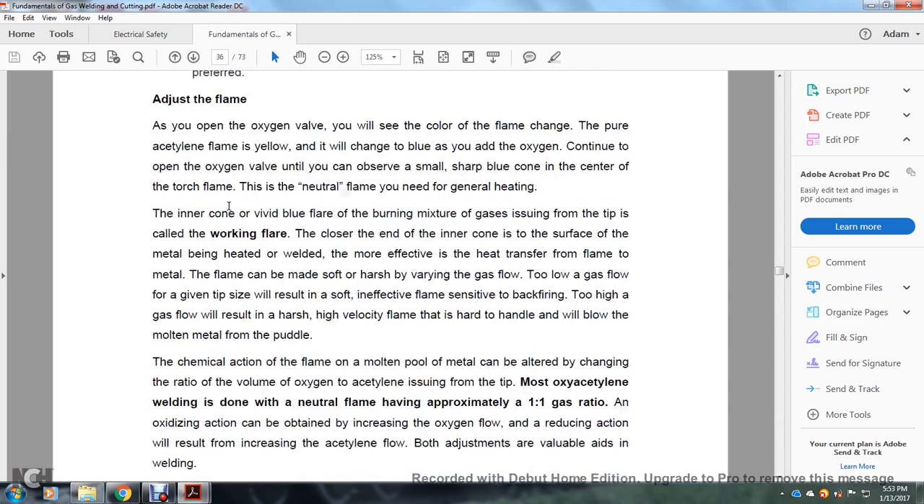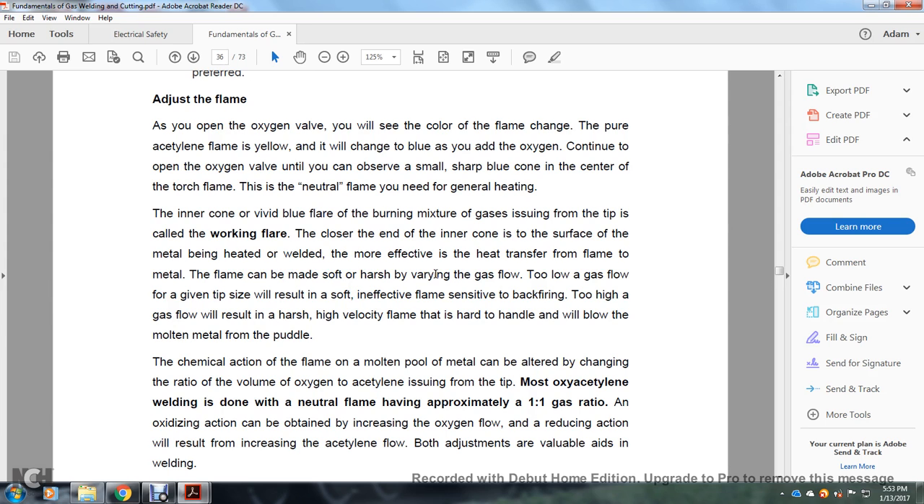For general heating, the inner cone of vivid blue, from the burning mixture of the gas issuing from the tip, is called the working flame. The end of the inner cone should be close to the surface of the metal being heated or welded, so that the heat of the flame transfers effectively to the metal.